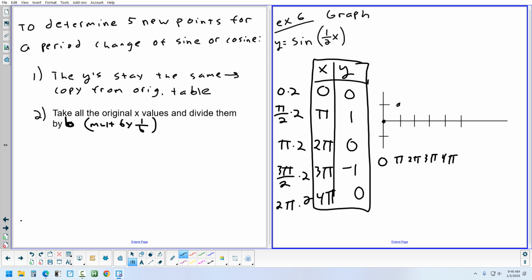0, 1, 0, -1, and 0. Okay, the original graph would have done its full cycle kind of in that space. That's not perfect, but that'd be the idea. We've stretched it twice as much. Okay. Any questions on sketch?